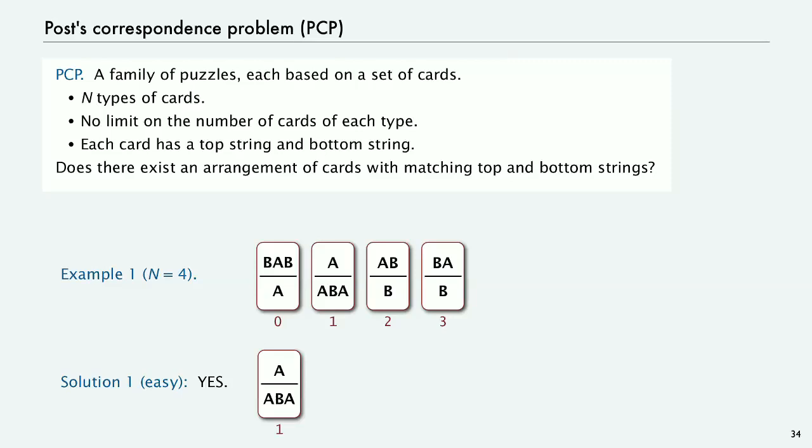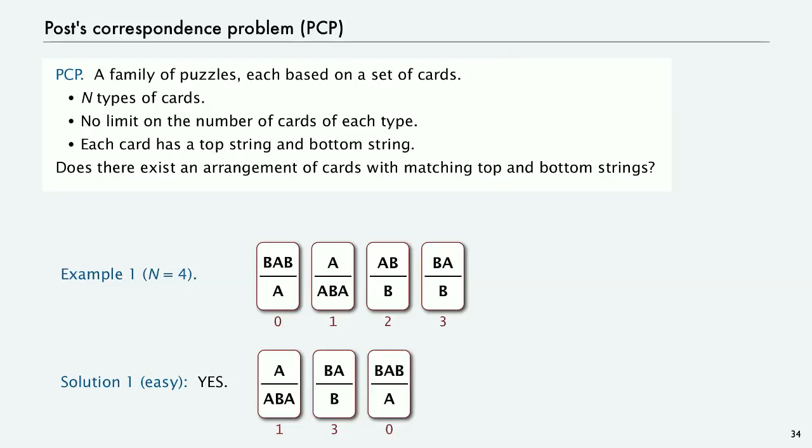So let's say we pick a card of type 1. So it's got A on the top and ABA on the bottom. So to get the top and bottom strings to match, now for our next card we have to pick one that starts with a B. So say we take a card of type 3. So now we have ABA on the top, ABA, and then a B on the bottom. So again, to get a match we have to have one that starts with a B on the top. So let's say we take one of type 0 for our next one.